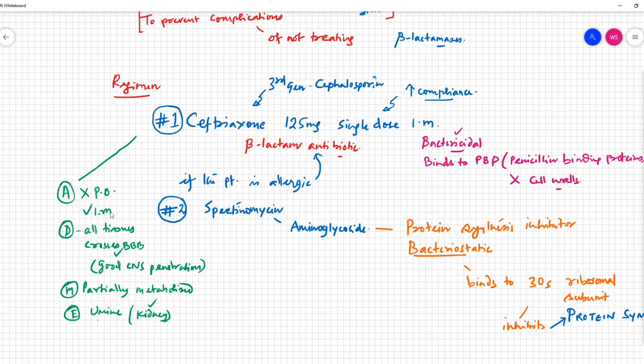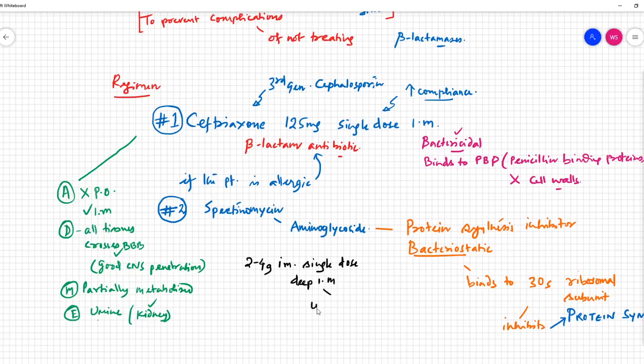So that's the basic pharmacokinetics and that's the pharmacodynamics. And yeah, so let's look at spectinomycin now. Spectinomycin, we did not write the dose here. So spectinomycin is given 2 to 4 grams intramuscular as a single dose as a deep IM intramuscular injection.